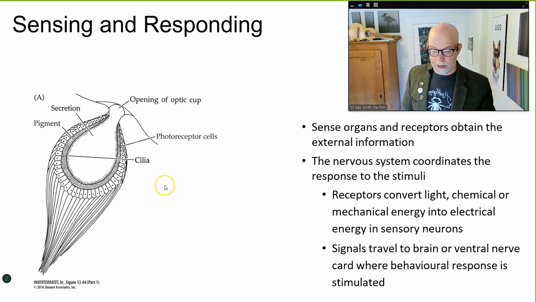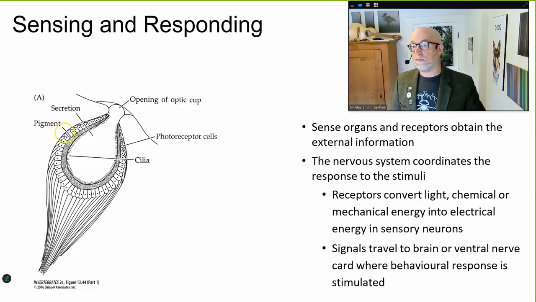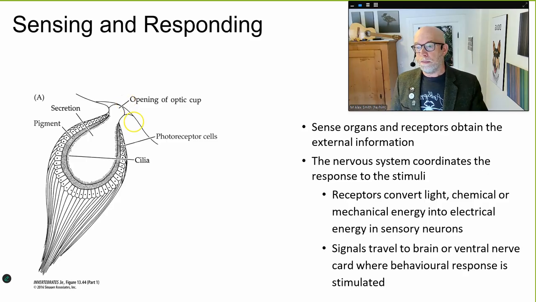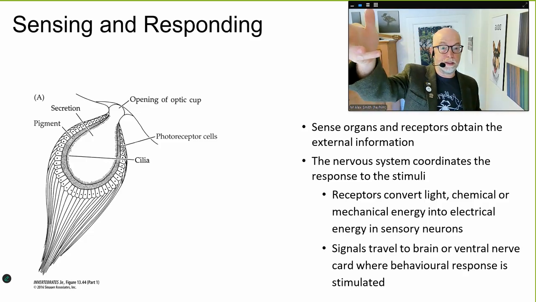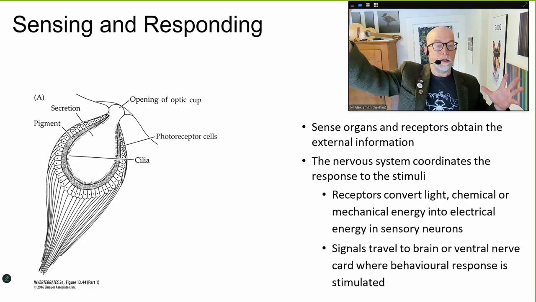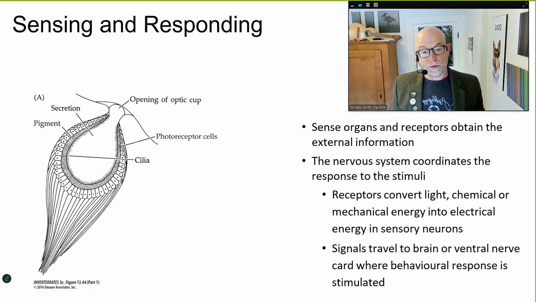So when we're talking about sensing and responding, these sense organs, here again is another simple eye in a mollusk, where we have a pit of cilia and photoreceptor cells that are lined with this photosensory pigment. We'll unpack all of these different terms as we go along. But that pit is then connected through each one of these cells to the nervous system. So the sense organs and the receptors and that opening of the optic cup into the pit are obtaining external information, shadows, images, that kind of thing. But the transition then is from external stimulus to internal stimulus, from, in this case, electromagnetic radiation, light, writ large, to chemical information to your nervous system.